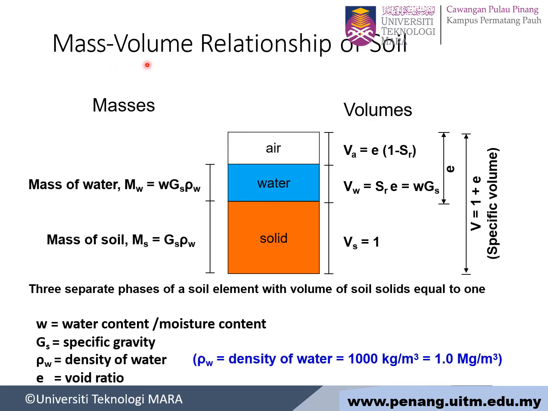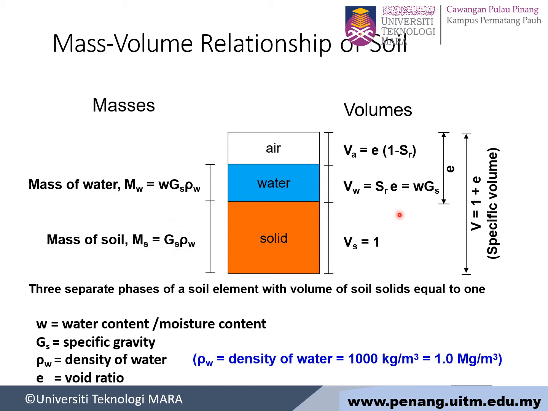Okay, now we continue mass volume relationship of soil. This one is mass, this one is volumes. So for mass, we have mass air, mass water and mass solid. Mass air is equal to 0, mass water is moisture content in percentage times GS times rho water. Rho water is equal to 1000 kg per meter cube or 1 Mg per meter cube. GS is specific gravity. This depends on type of soil. Alright, so mass of soil, MS, is equal to GS times rho water.